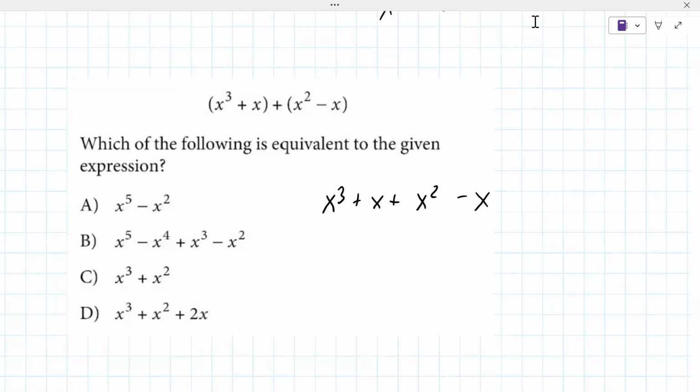Which of the following is equivalent to the given expression? Okay, you're not answering any of my questions. You're just doing whatever you want, which is why you got the wrong answer. What are the like terms here, if any? Or what makes something a like term? Are there any like terms here?